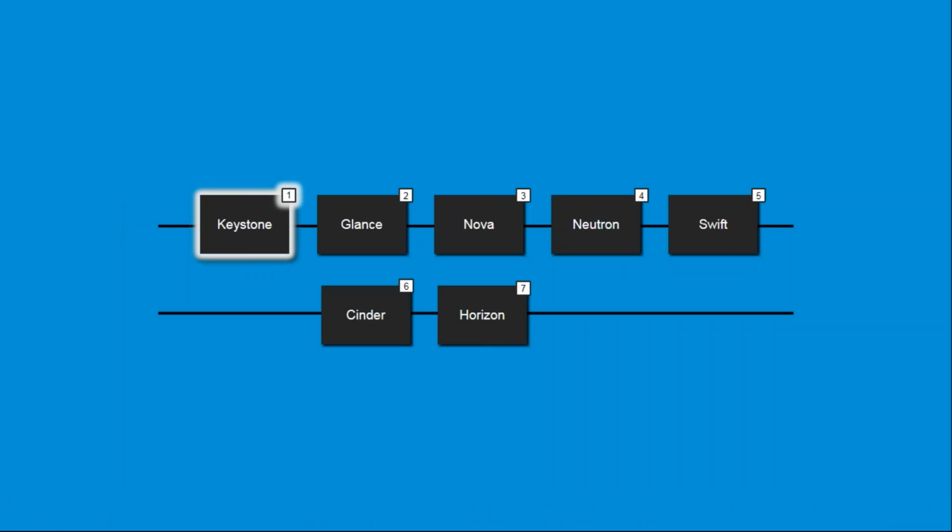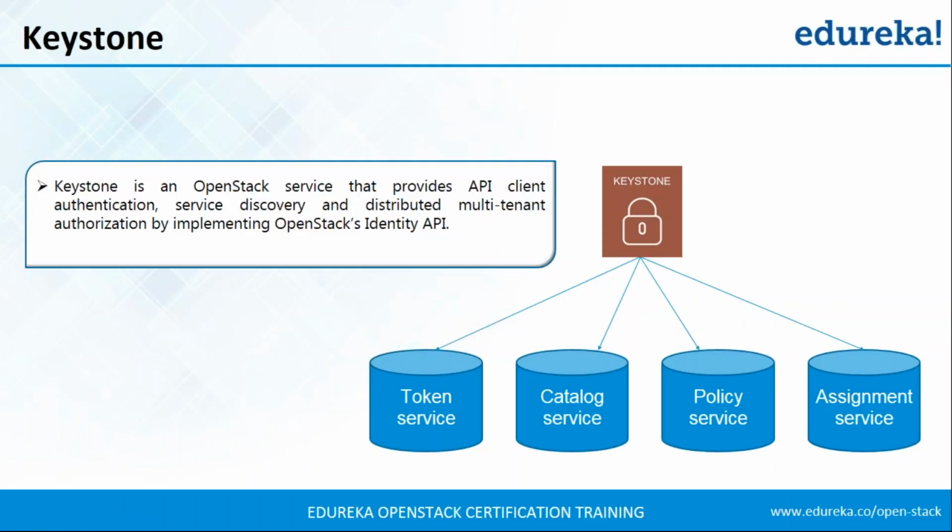So now let us take a look at all the services and the components one by one. Now first up is Keystone. So what is Keystone? Keystone is an OpenStack service that provides API client authentication, service discovery, and distributed multi-tenant authorization by implementing OpenStack Identity API.